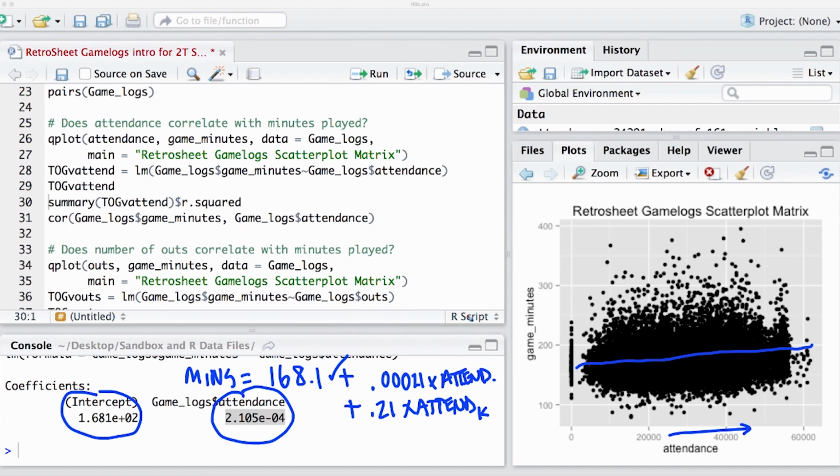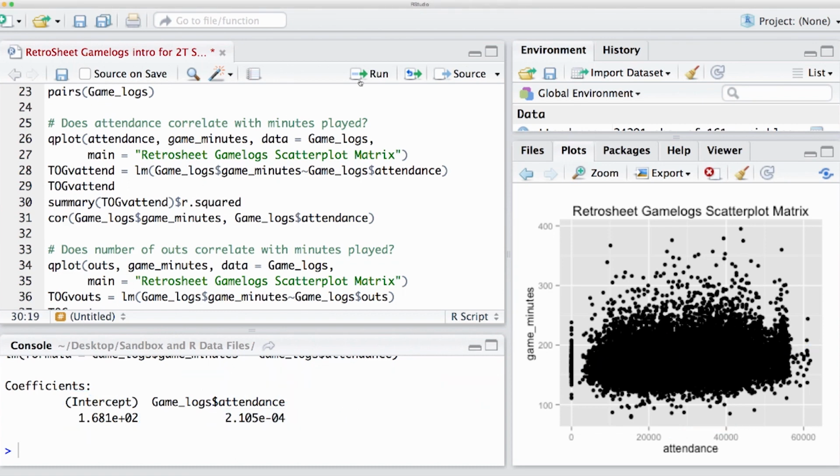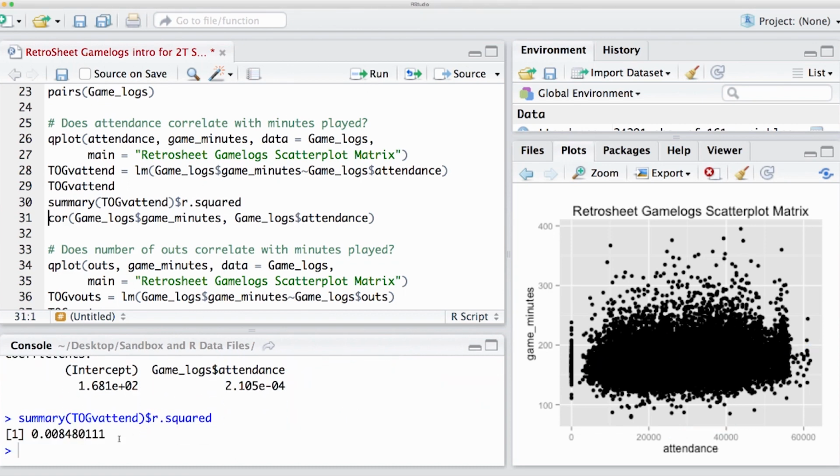Now, this doesn't look like a strong correlation at all. We'll click on this and run it. That's a very low R squared. What this is saying is less than 1% of the variability of the game minutes played is described by the attendance. It's a very small factor. That's what R squared, the coefficient of determination, means.